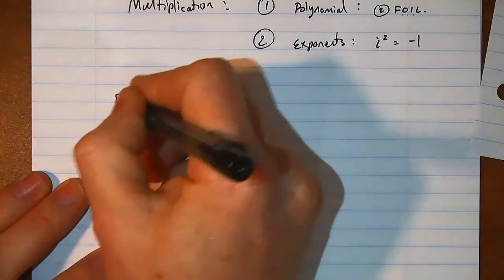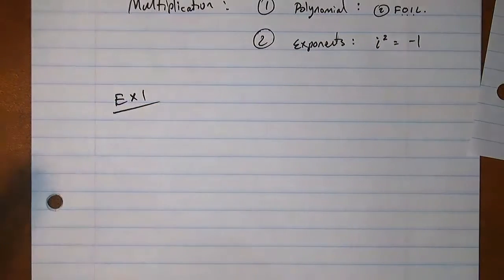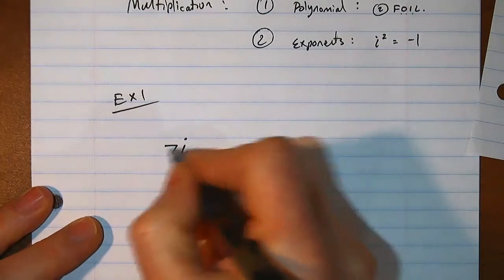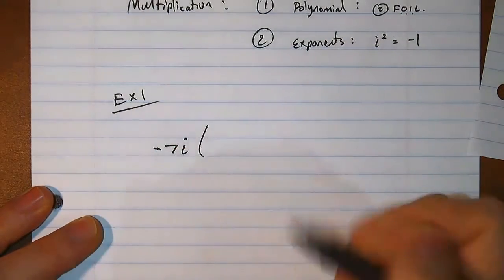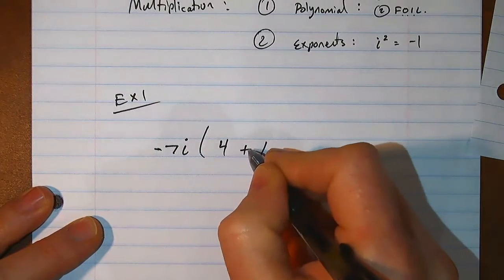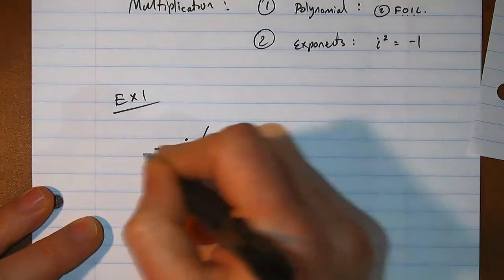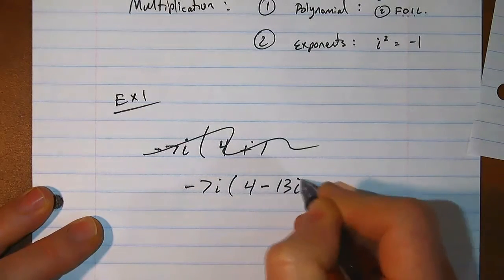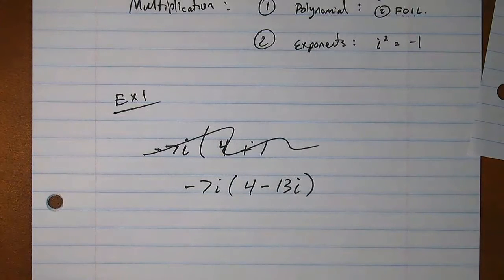So first of all, our first example here, we're going to multiply using an imaginary number times a complex number. So let's say I distribute a negative 7i times 4 minus 13i. There we go. That's what I'm trying to get. Negative 7i times 4 minus 13i. All right, so there's our first example.